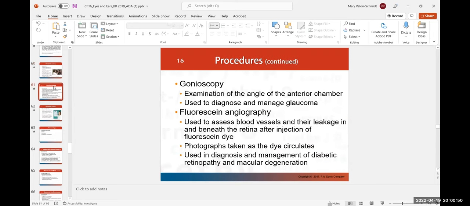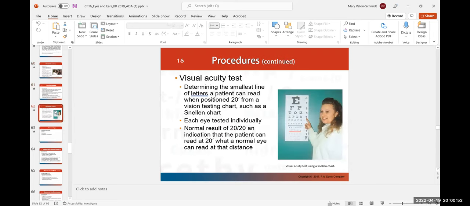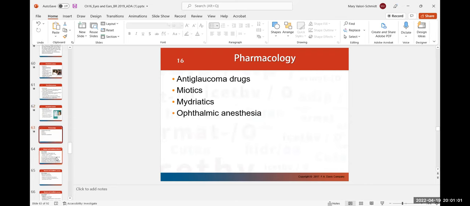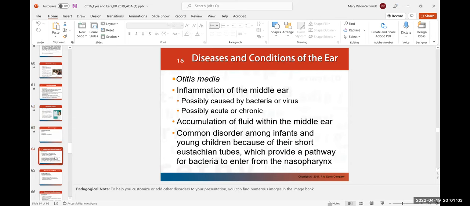Now we're not going to go through tonometry and gonioscopy, and that's the Snellen chart. That's an indication of what the patient can read at 20 feet, right? That's where that 20/20 comes from. I'm not going to go through all the pharmacology because that's insane.